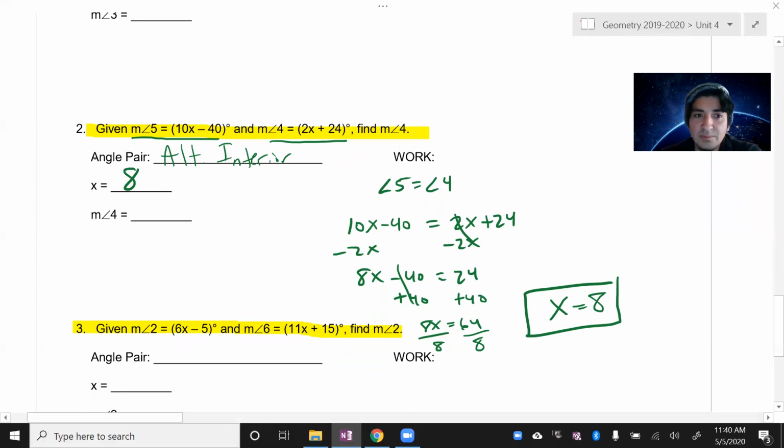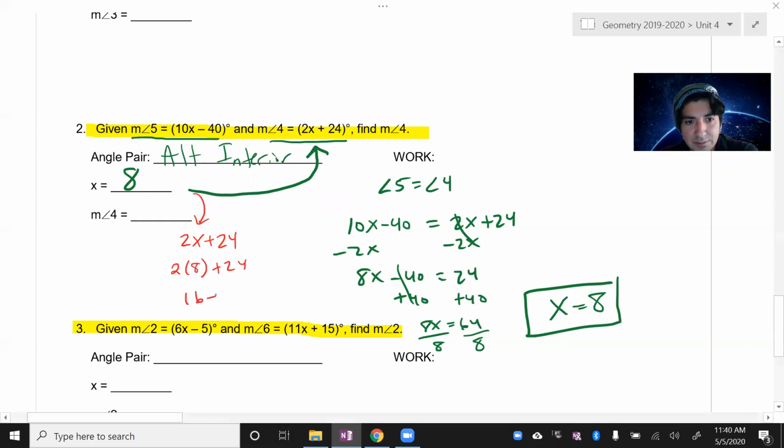Now, as usual, take your x and plug it in. So plug it into angle 4. And then you have 2x plus 24. And then you plug it in. So 2 times 8, 16 plus 24. And that'll be 40 degrees in this one. Okay? So that's 40 degrees on this one. Just be careful whenever you do it while solving these problems.